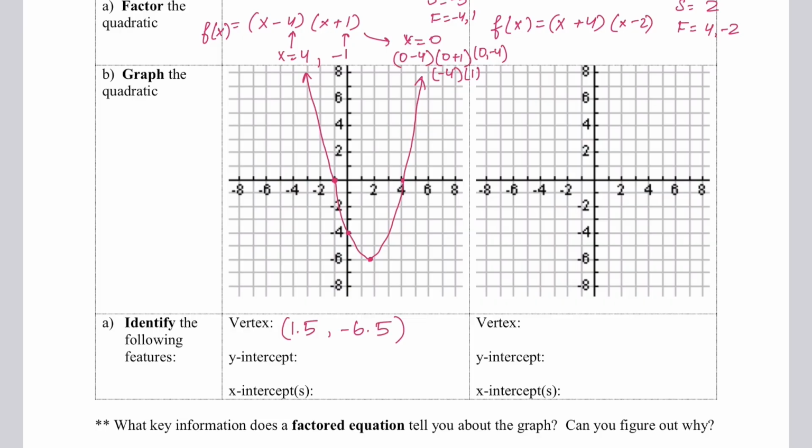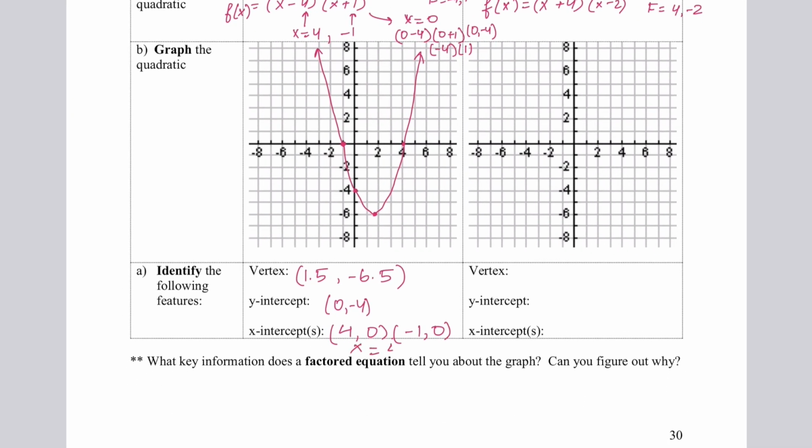And our y-intercept, as we figured out, is 0, negative 4. And our x-intercepts were 4 and negative 1. Sorry, don't write it like this. It'll be 4, 0 and negative 1, 0. Okay, or you can write it as x is equal to 4, negative 1.